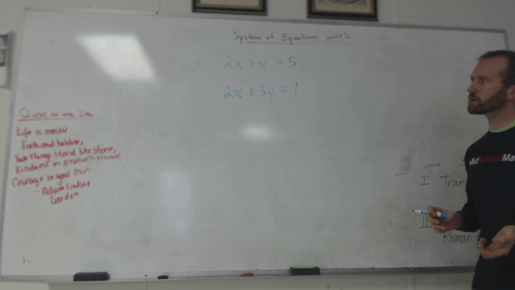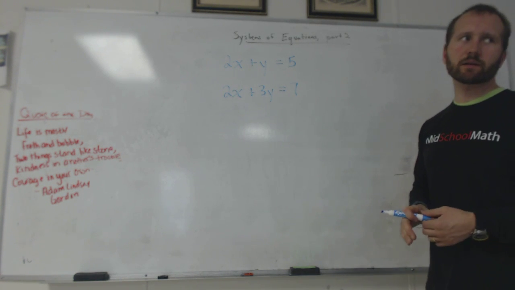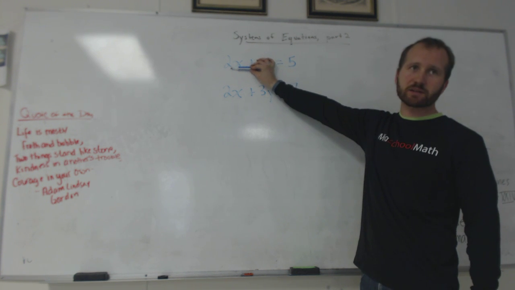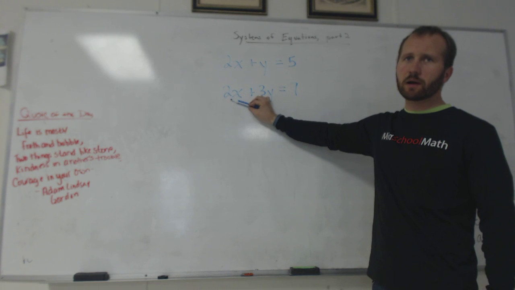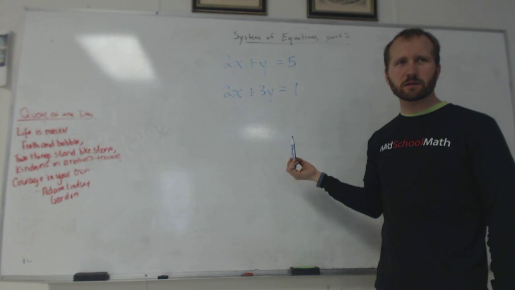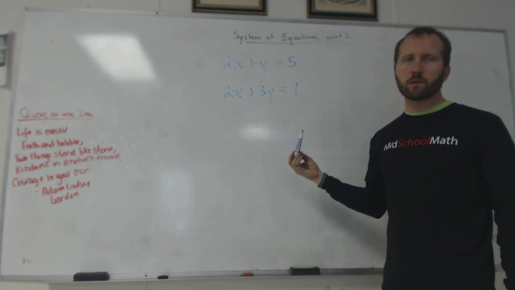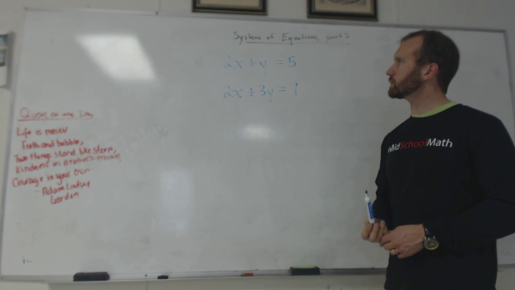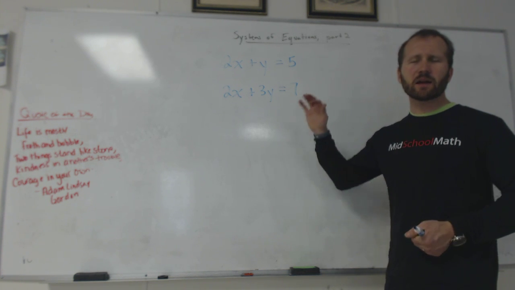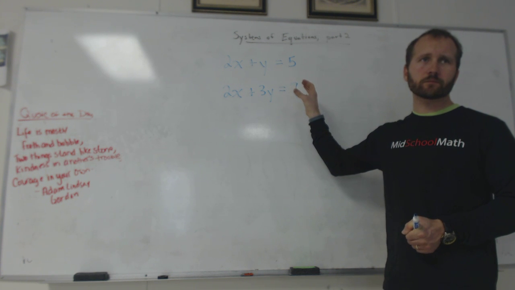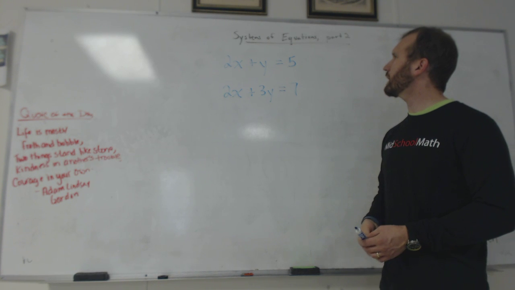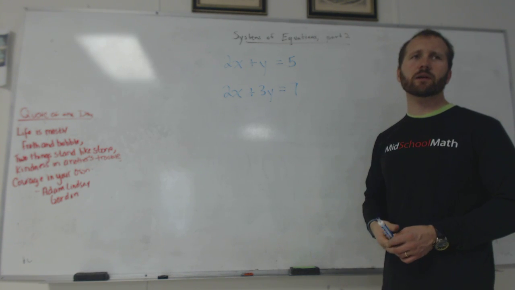Okay, what do you notice about this one? The last one was not a good example. Well, we have the same coefficients here, 2x and 2x. But if I add those together, will anything drop out? No. So adding them together right now is not going to help me. What could I do to make it so that something drops out?